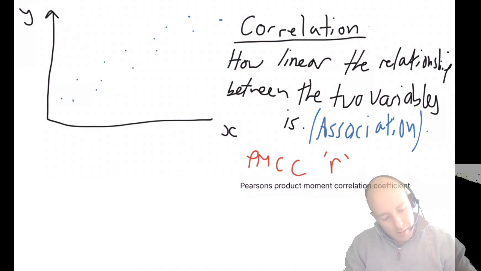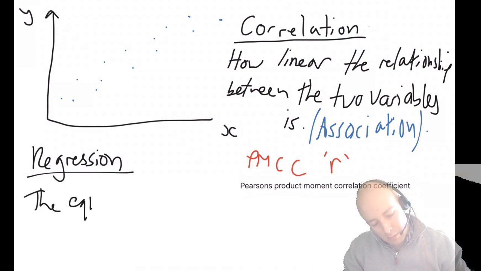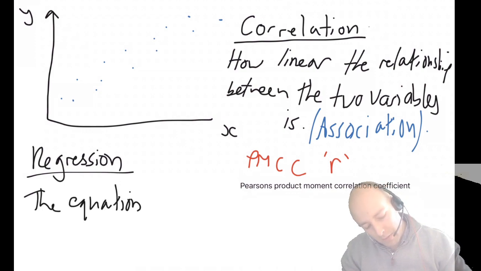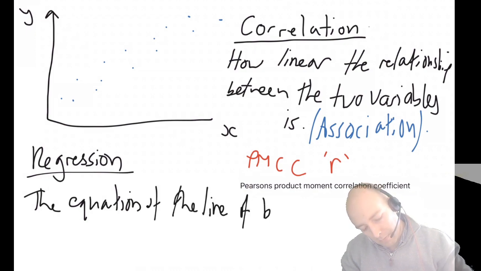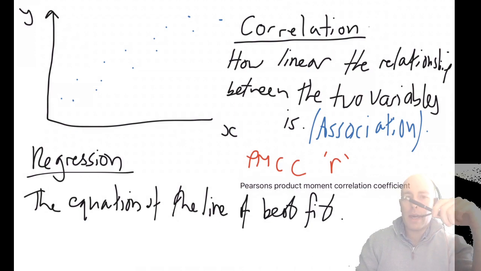Regression is a name for the equation of the line of best fit. It's called the least squares regression line, and the reason why is the true regression equation, the true line of best fit, is the line that minimizes the square of the distance of every point from the line.